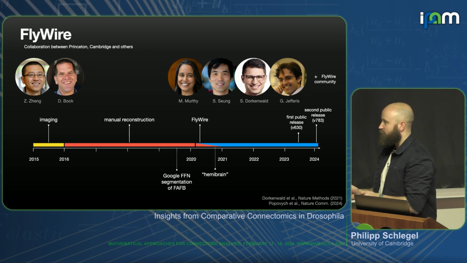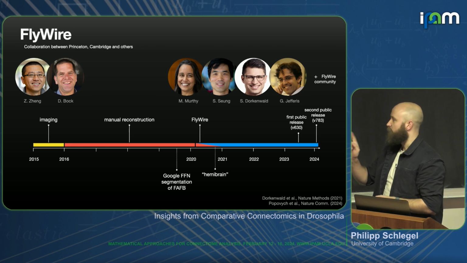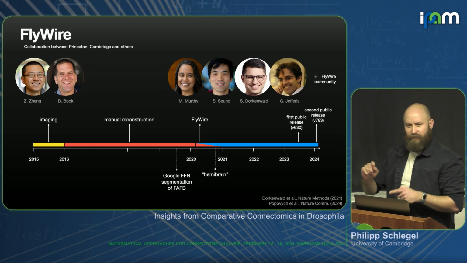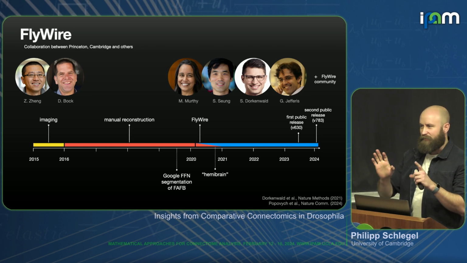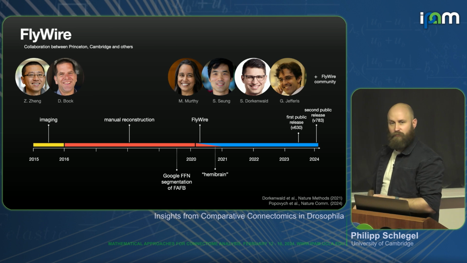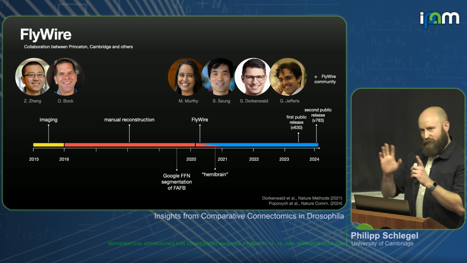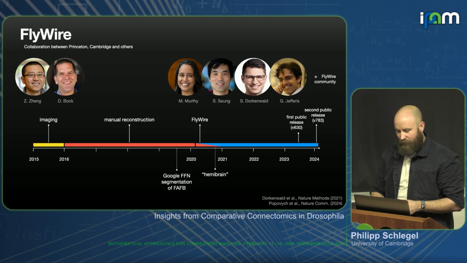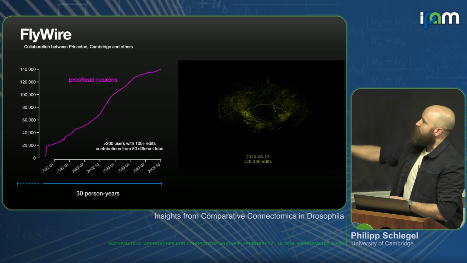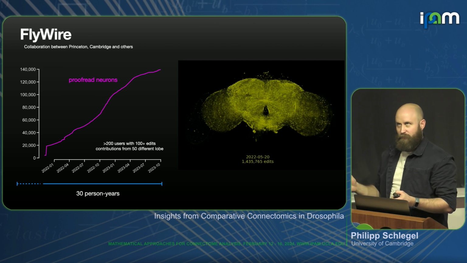And then we released the first version of this in the middle of 2023 that covered the central brain and a good chunk of the optic lobes. And as of 3 weeks ago, I think, we've released the second version of this, which now includes everything. So that exists now. Just briefly, what you see on the right is an animation of the edits that were made. In total, over 3.1 million edits.